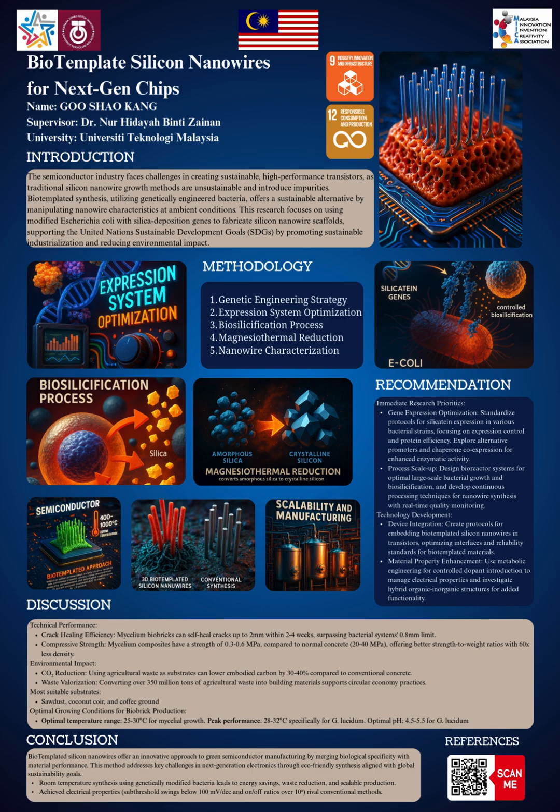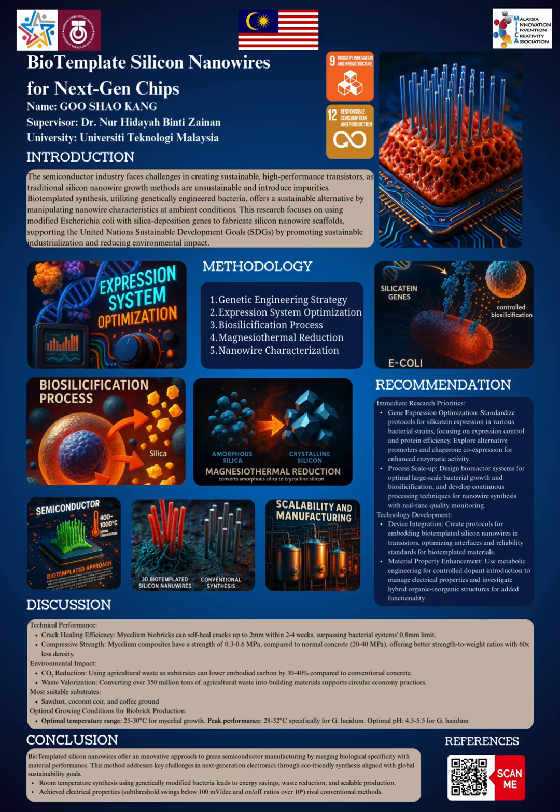So for the fourth step is the magnesiothermal reduction. The heat is put in the range 605 until 850 degrees Celsius mixed with the magnesium so that the silica can turn into the silicon nanowires, and then we will use an acid wash to clean the leftover magnesium oxide. So for the last step of the methodology is the nanowire properties.